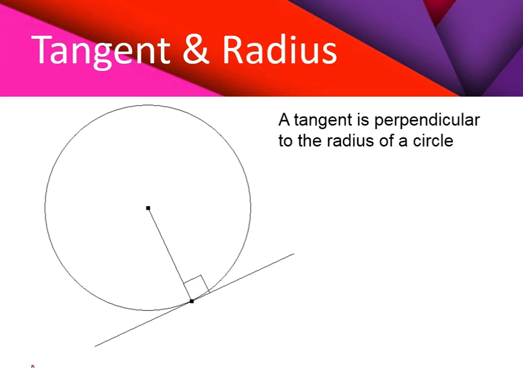Now the next property is tangent and radius. Remember that a tangent is perpendicular to the radius of a circle. So when we draw a tangent on the circle, it will always make a 90-degree angle with the radius of the circle. This is the radius of the circle. Or if you have even a diameter, this tangent will make a 90-degree angle with the diameter of the circle also. So a tangent will always make 90 degrees with the radius of the circle.